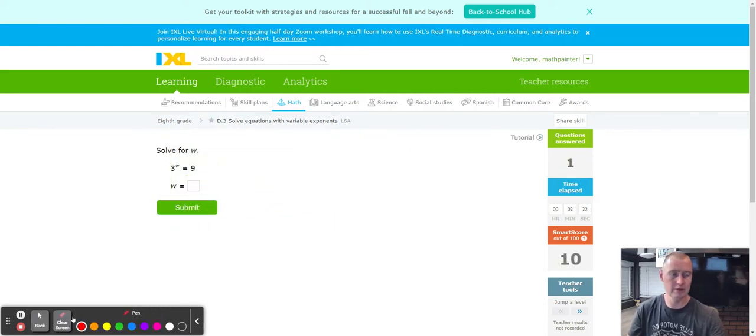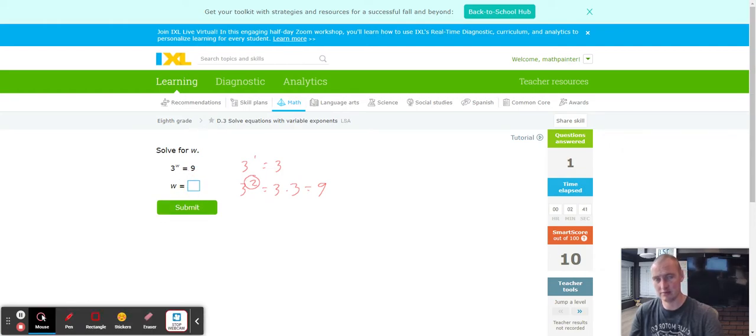All right, here we go. We got another equation. We got 3 to the first power equals 3. Not quite working. But 3 to the second power, which is 3 times 3. And since 3 times 3 does give you 9, the second power is going to be the correct power for w. So we're going to go ahead and use the second power.